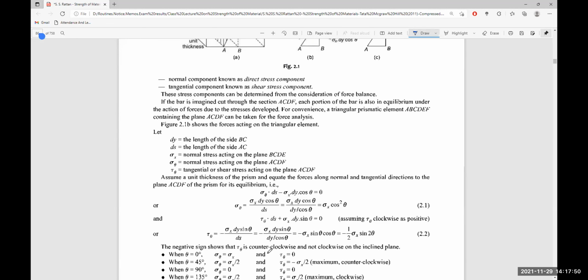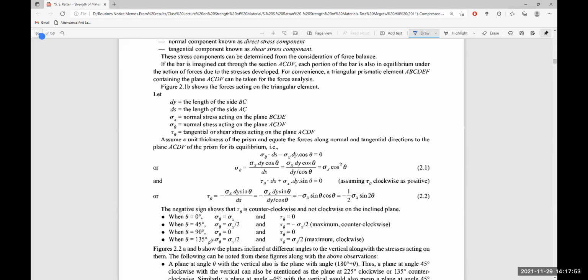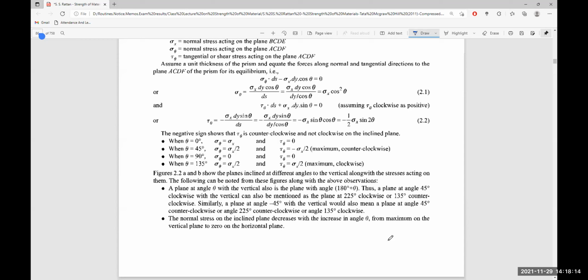Next, another case comes when theta is equal to 135 degrees. Here cos square 135 is equal to 1 by square root of 2 whole square, so sigma x divided by 2, and tau theta is sigma x divided by 2, which is the maximum, but clockwise in nature. So here we have planes inclined at different angles and the stresses according to them.